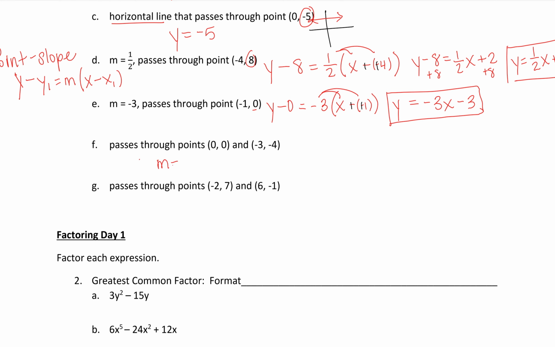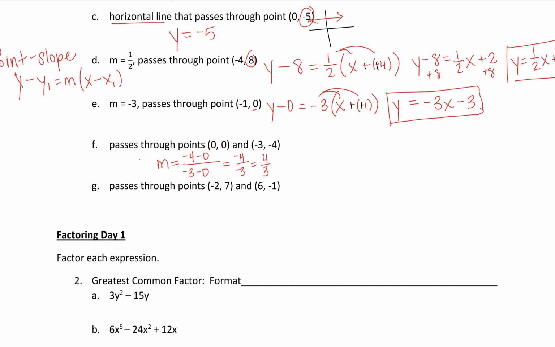We know that m is equal to y2 minus y1 over x2 minus x1. So I'm going to start with negative 4 minus 0 over negative 3 minus 0. I should get negative 4 over a negative 3. Negative negative obviously becomes a positive, so that's just a slope of 4/3.